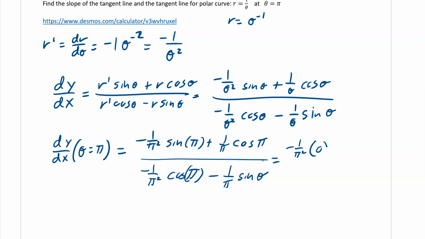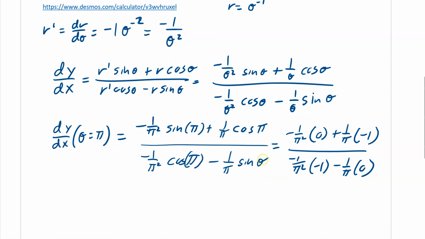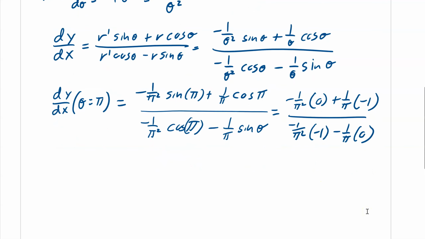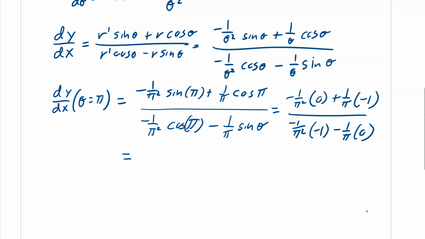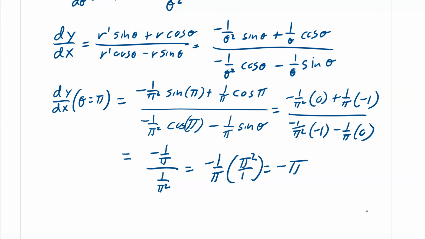So sine of pi here is 0. And cosine of pi is negative 1. And this is why I was saying we don't need to multiply everything by theta squared and simplify all this to find a formula, when things will cancel and work their way out when we have just basic numbers. So we have 0, so it's negative 1 over pi on top, and on the bottom we get 1 over pi squared. So if we simplify this, this is negative 1 over pi times the reciprocal. So it's negative pi. So the slope of the tangent, let's write this down here, slope of the tangent for when theta equals pi would be negative pi.